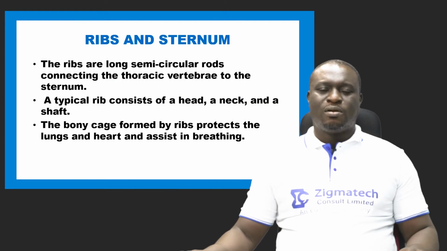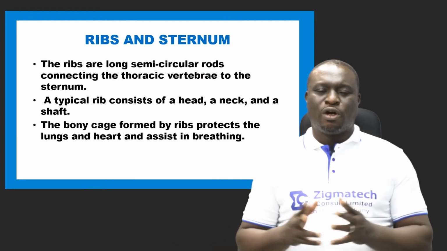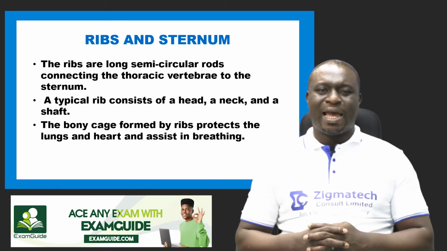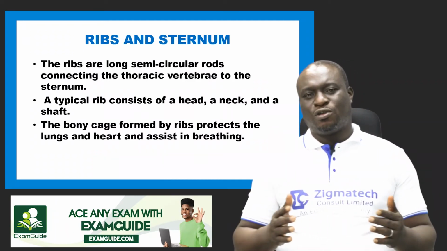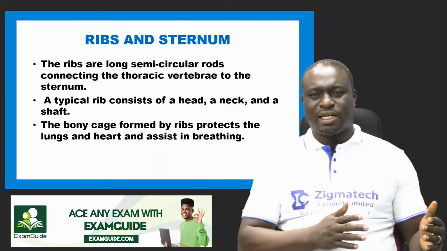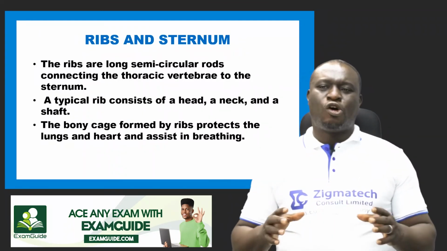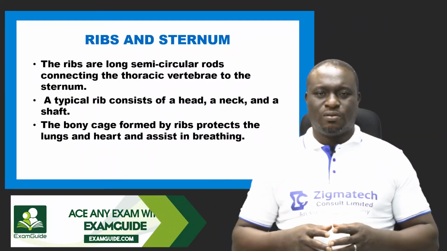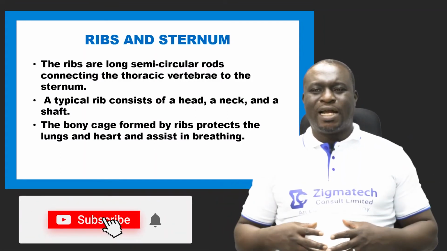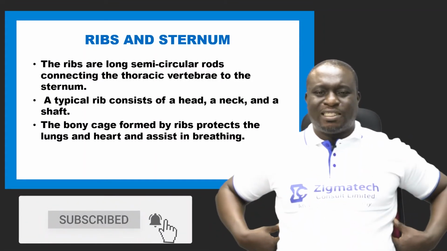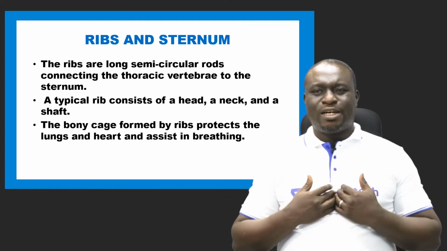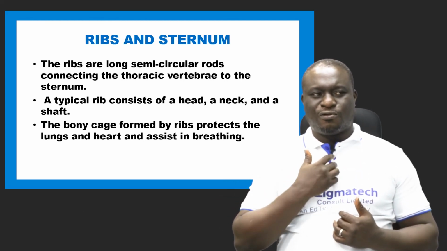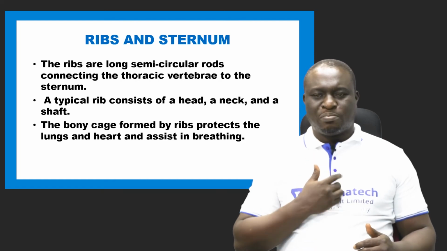And then, finally, for now, we're going to be looking at ribs and sternum. The ribs and the sternum are also part of the axial skeleton. Now, the ribs are long semicircular rods, connecting the thoracic vertebrae, which is at the back, to the sternum. Now, the sternum is your breastbone, found in front here.